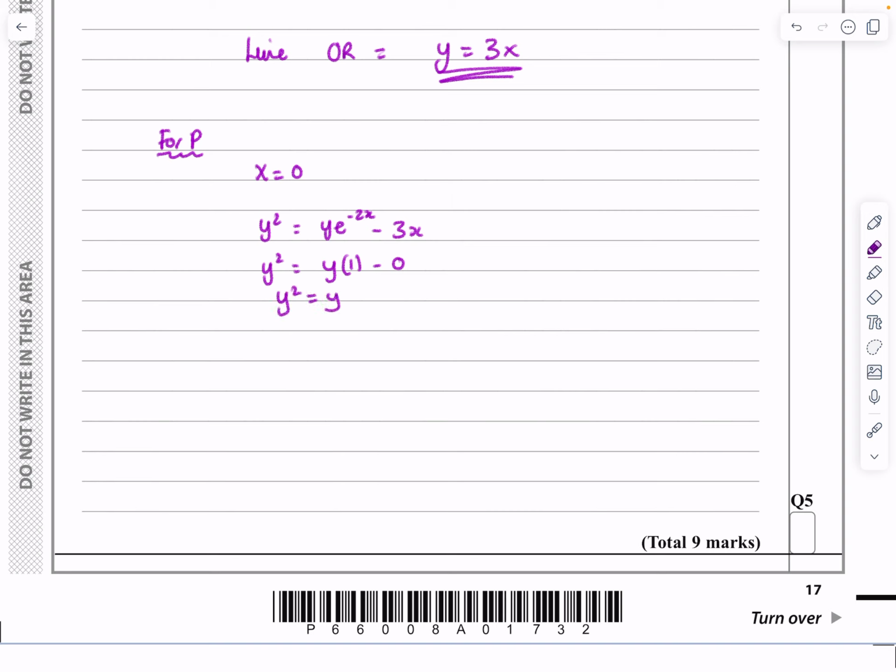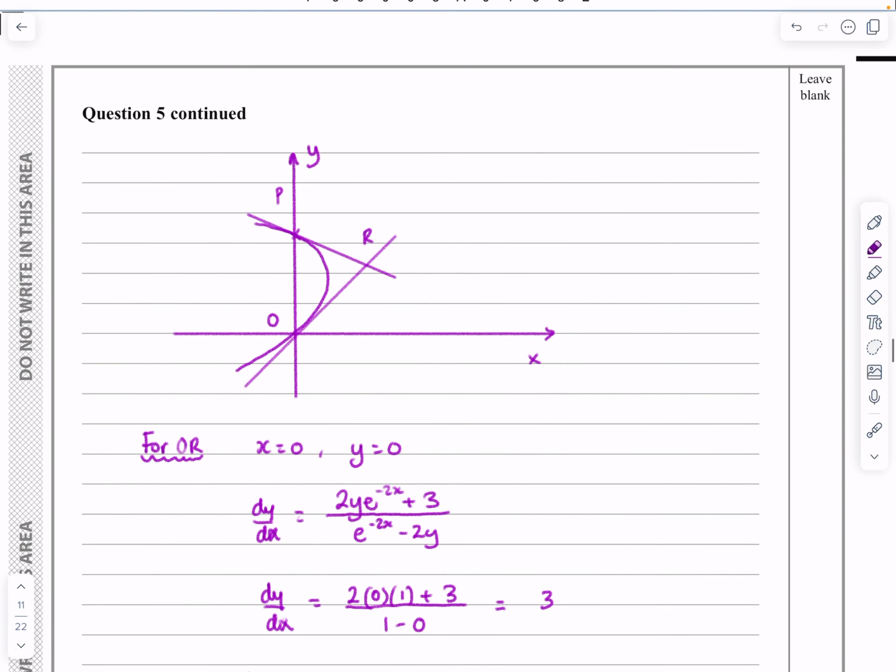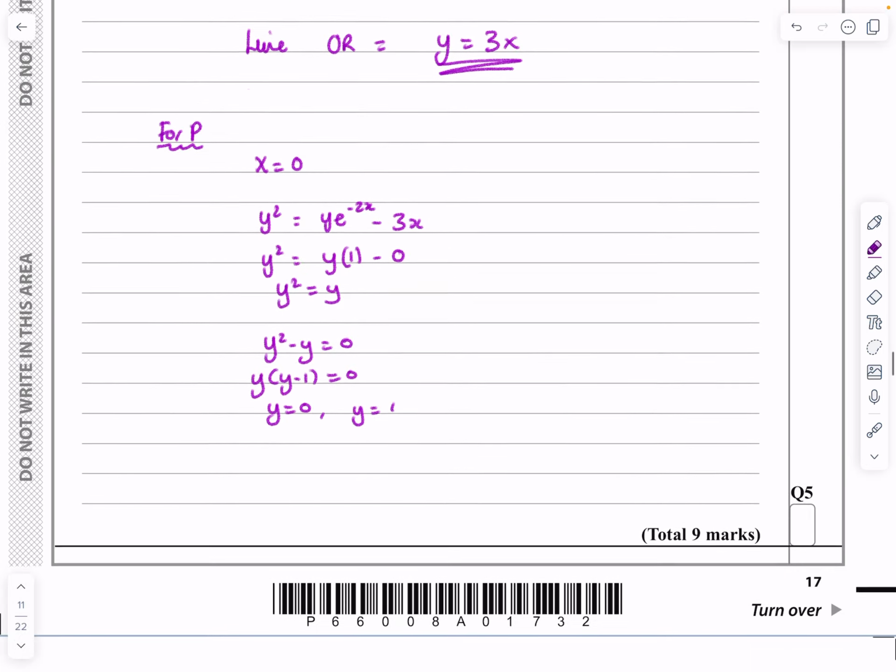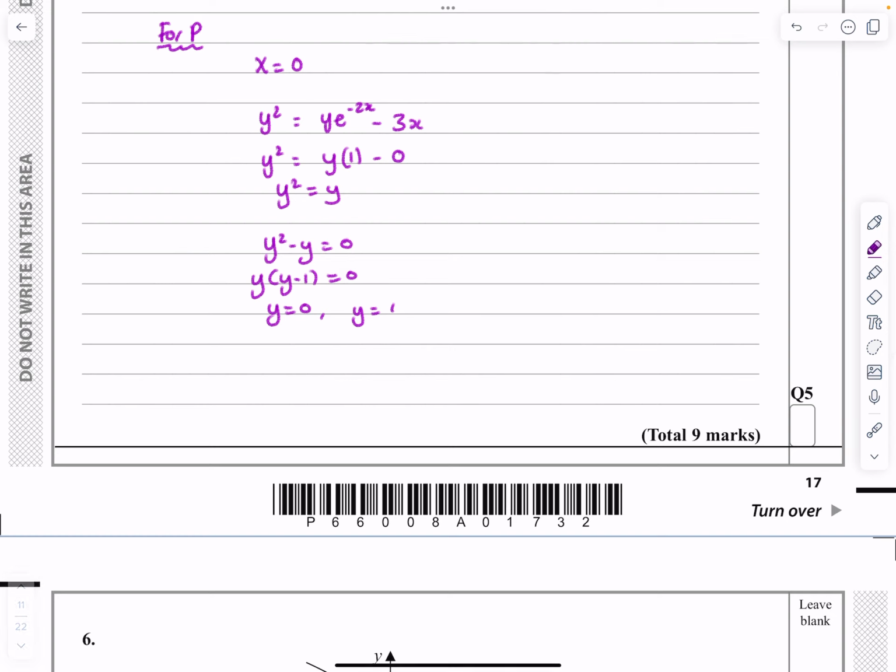And if y squared equals y, I can work out what y is. y squared minus y equals 0. Take y and y minus 1 out. We get y equals 0 or y equals 1. So going back up there now, I know that this is when y equals 1. In fact, I know that the point P then, so P is the coordinate 0, 1 there.